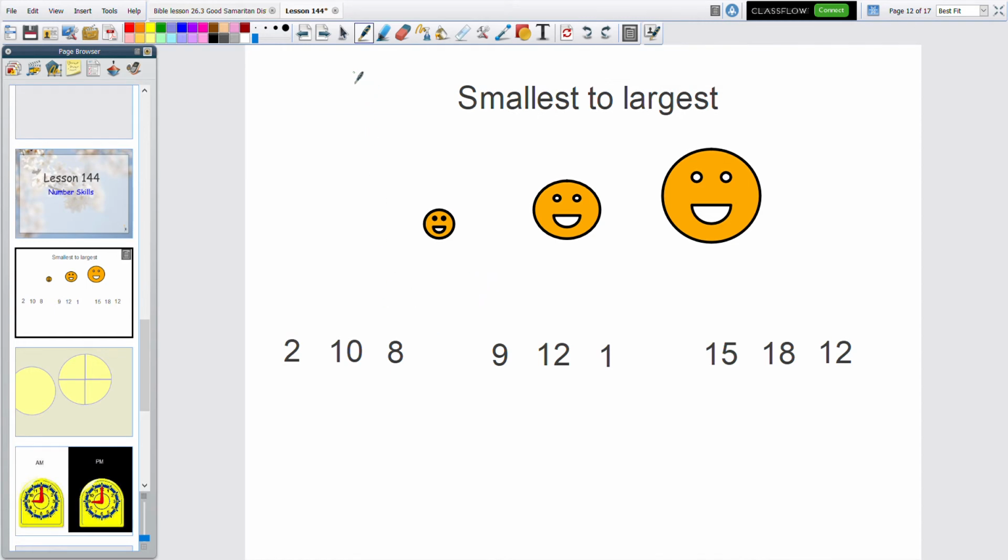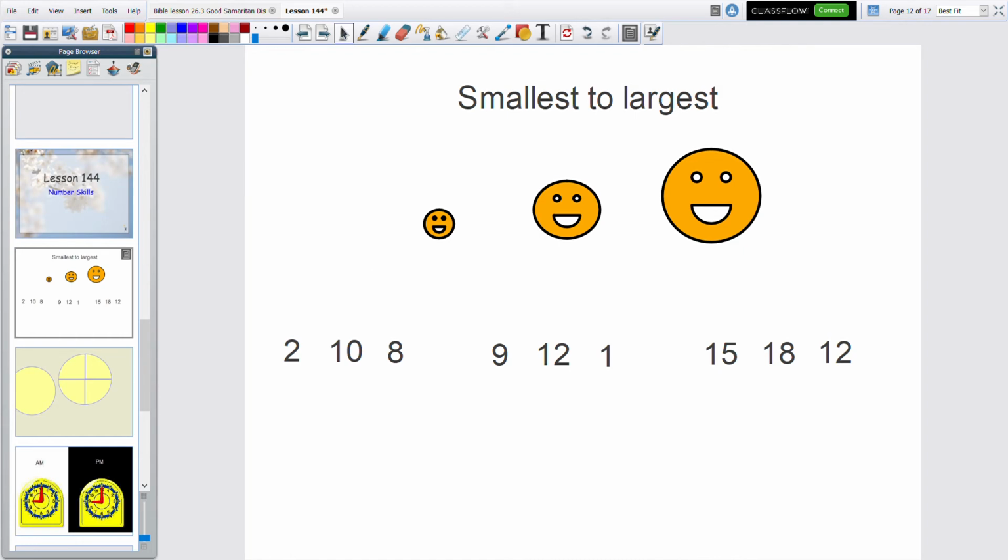Okay, let's look at the very first set of numbers. We have a 2, a 10, and an 8. So we're going to look for the smallest one. The other day we did smallest, and then we put them in order like that, but I'm going to show you a different way today of putting the smallest and then the largest and then finding the in-between number. Okay, so that might help on some things.